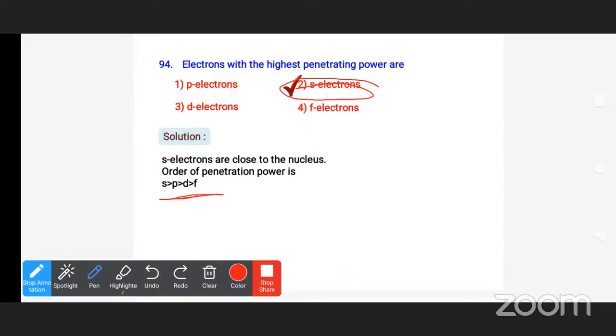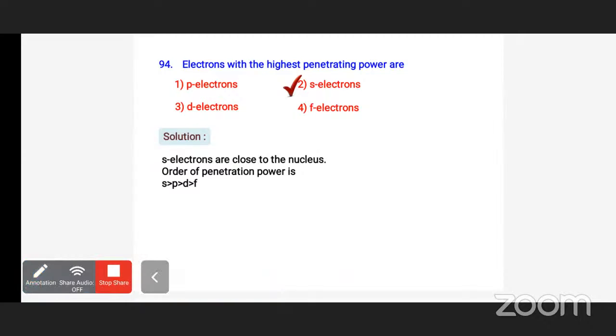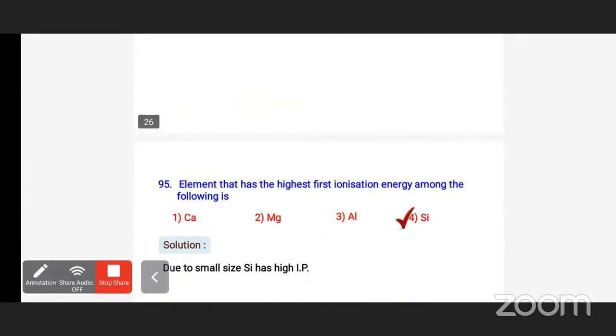Due to its spherical shape, the S electron has the highest penetrating power, and because of the low penetrating ability of D and F electrons, they require still less energy for their removal. Hence, the ionization enthalpy follows the sequence of the extent of penetrating orbital: S > P > D > F. Right. Next.